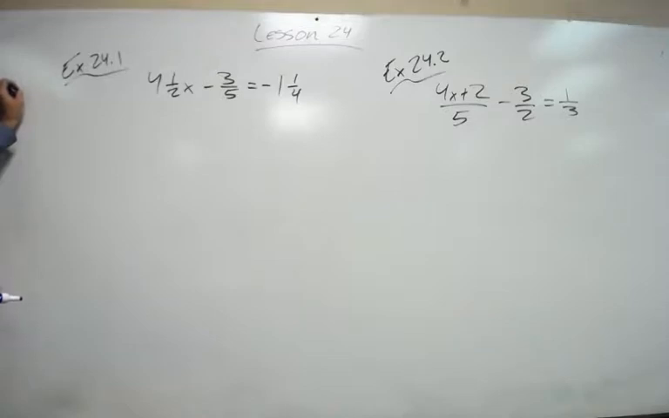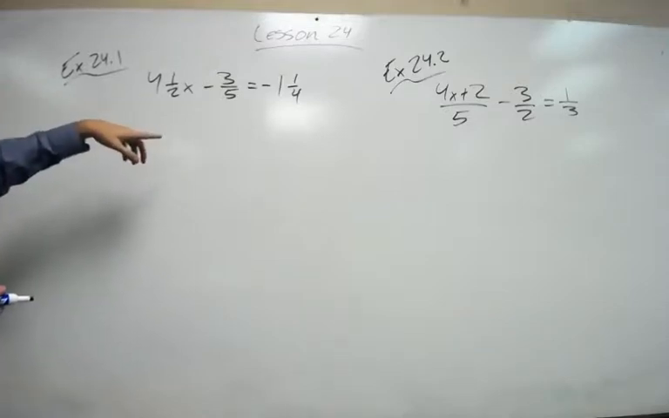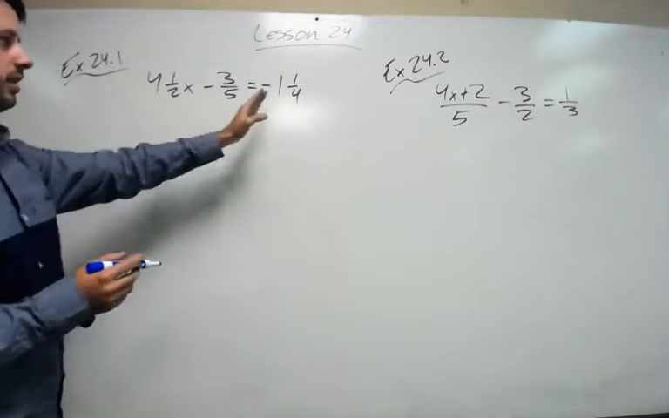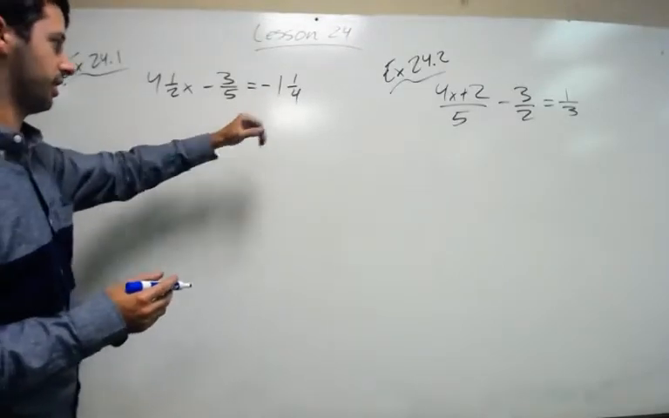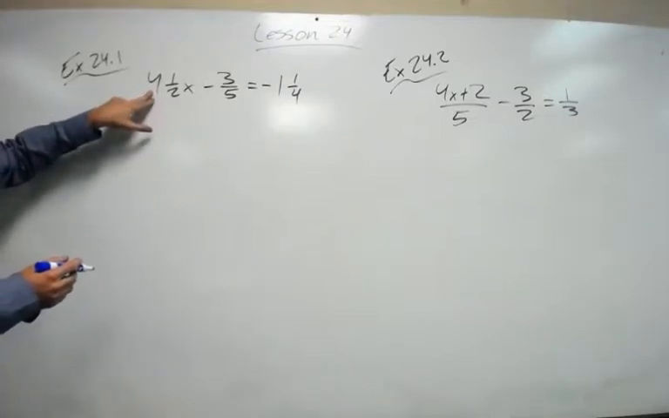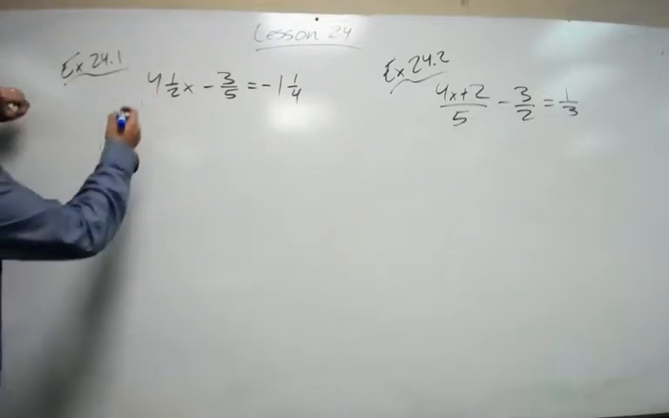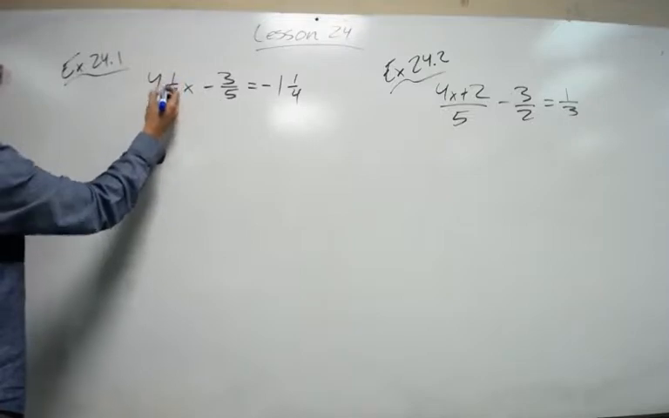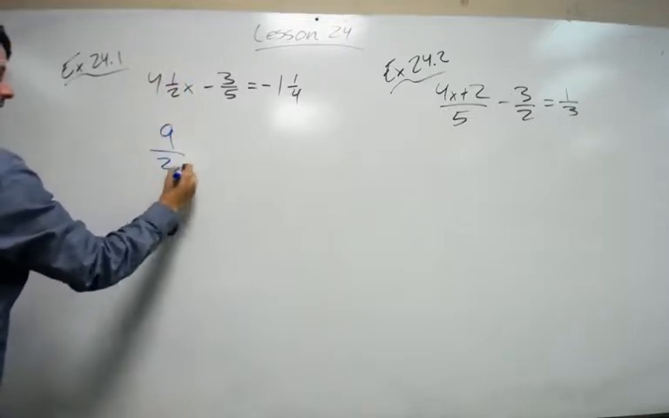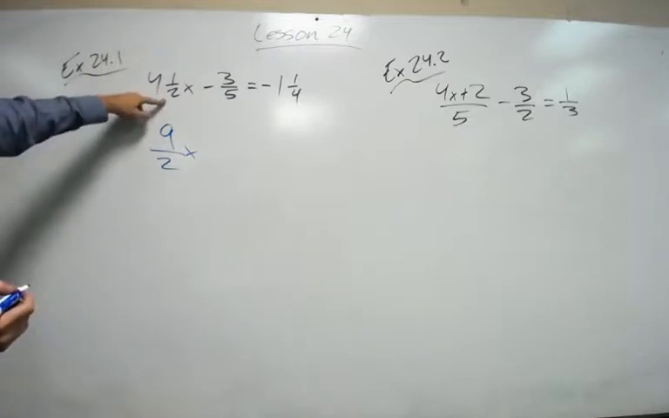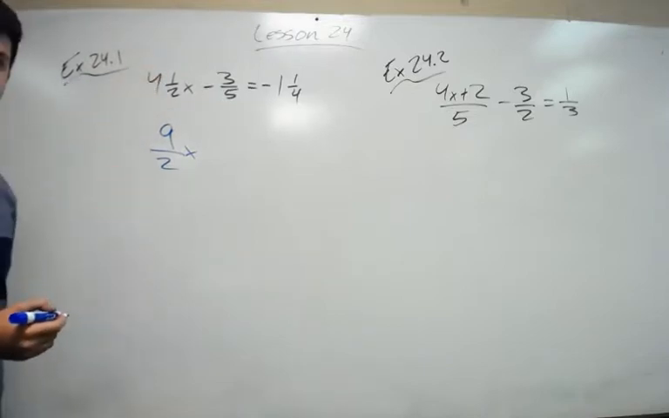Well, the first thing we're going to want to do in these equations is to make these mixed fractions improper fractions. So remember, to make this mixed fraction improper, we multiply the 4 times the 2, which would be 8, and then add the 1, so 9. So that would become 9 over 2x. 4 times 2, add the 1, 9 over 2x.